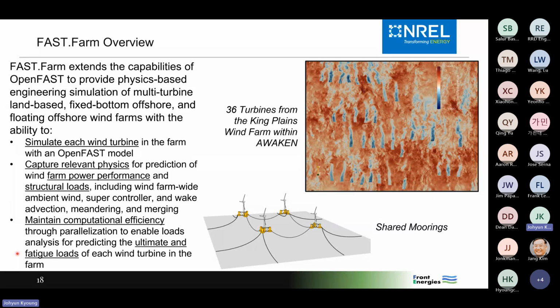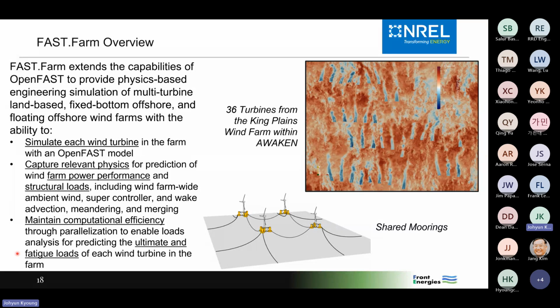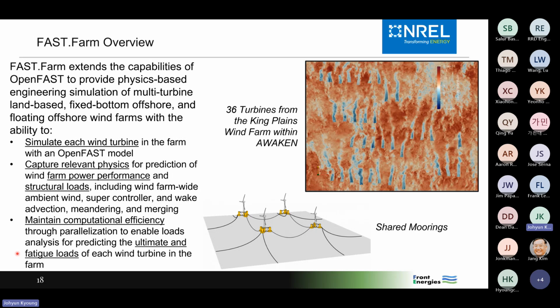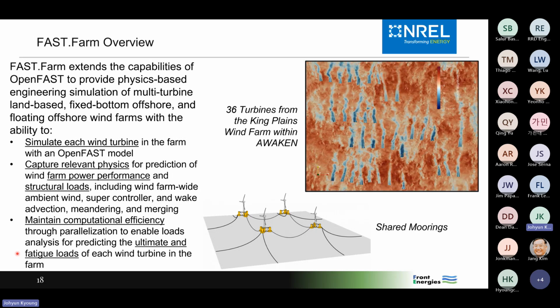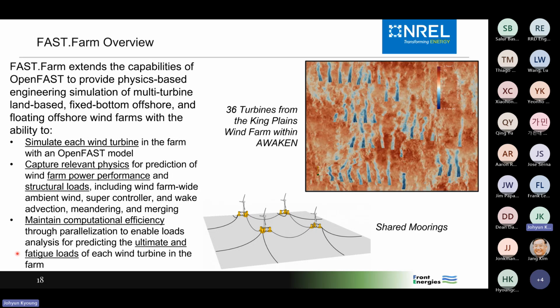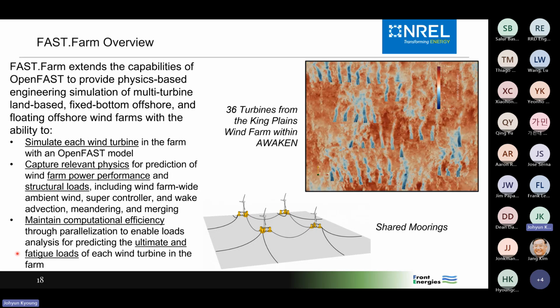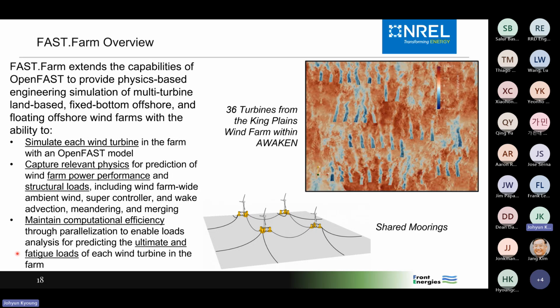Again, just to say that in addition to single turbine simulations, we do a lot of work now on full farm simulations. So if that's of interest to anyone, basically what FAST.Farm does is it says each turbine in your wind farm is an OpenFAST model. In this case, we're doing a 36 turbine wind farm at the WAKEN test site in Oklahoma. So these are land-based systems. But basically each turbine is an OpenFAST model.